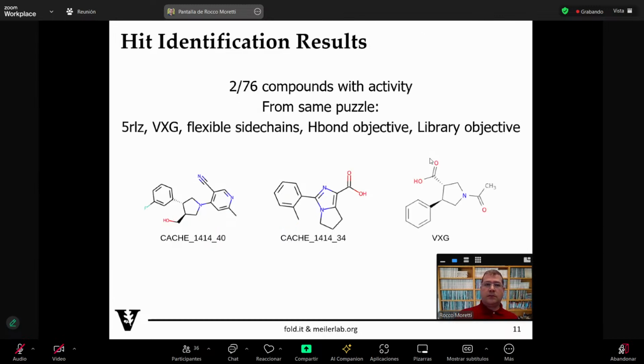So the results from the first hit identification round: 76 compounds that we submitted were actually obtained and tested. Of those, 2 were identified as having activity by the CACHE organizers. Both of these compounds were from the same puzzle, which used a 5-RLZ starting structure for the protein, used the VXG ligand as the starting ligand, and also had flexible side chains, hydrogen bond objective, and the library objective. I show the structures of the compounds there, as well as the structure of the VXG ligand.